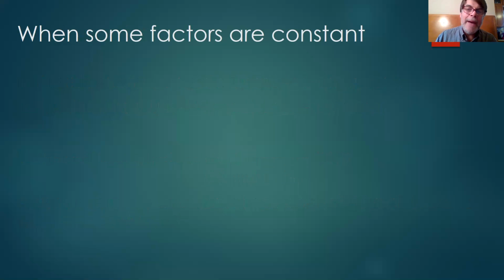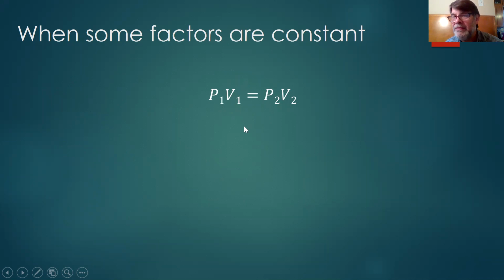Okay, so what happens if some of these factors are constant? For example, what if the temperature is constant and the number of moles is constant? Then you don't need the whole equation, you just need part of it. So if the number of moles is constant and the temperature is constant, but you're varying the pressure and volume, then the before, pressure 1 volume 1, is going to equal the after, pressure 2 volume 2. And so you can leave out the number of moles, n, the gas constant, R, and the temperature, T. You don't have to worry about those if the only thing that's varying is the pressure and the volume.